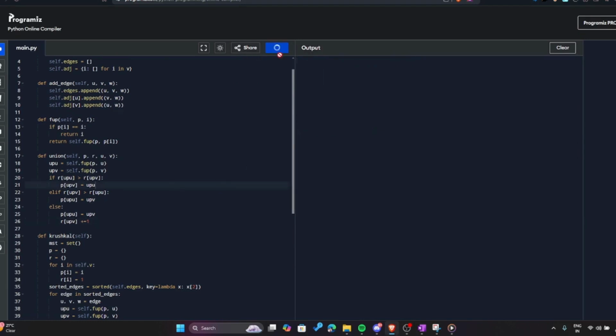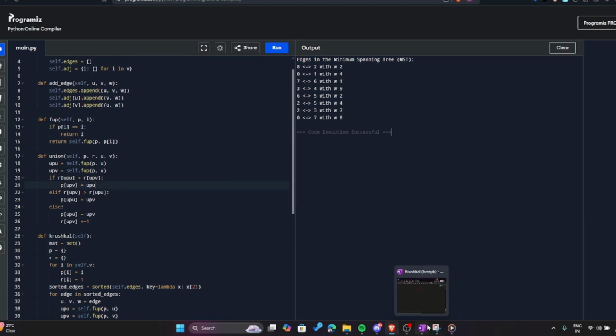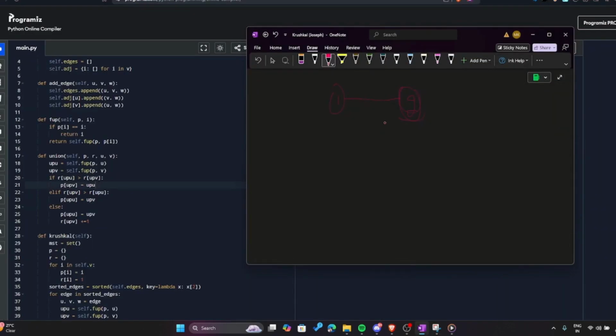And run the same code. I really hope that gives you the same. So UPV. Now the rank of 2 is increased to 2, and the rank of 1 is 1. If I were to see this in an array, let's say 0, 1, 2, 3.